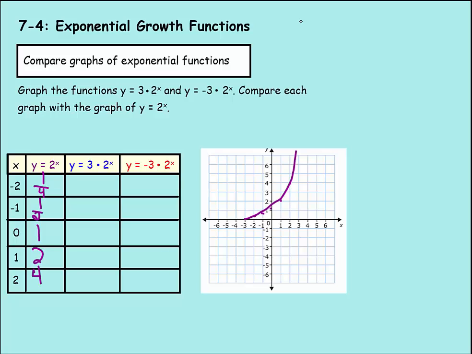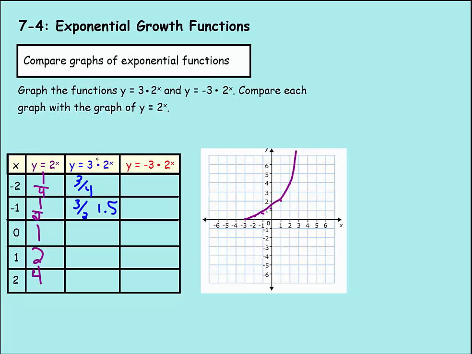Let's look at this then: 3 times 2 to the x power. Well, 2 to the negative second is 1/4, times 3 would be 3/4. Next we would have the negative first. So 2 to the negative first is 1/2. 3 times 1/2 is 3/2, or that would be just 1 and 1/2, or 1.5.